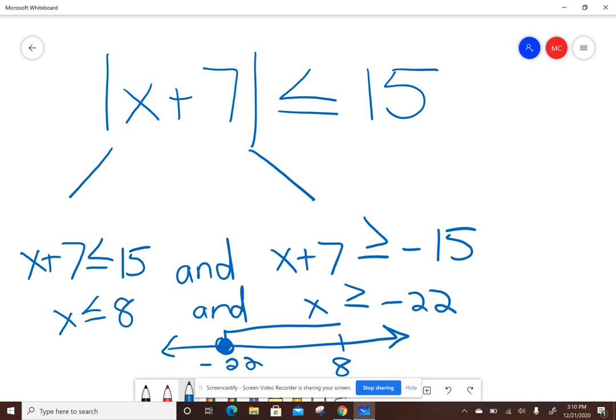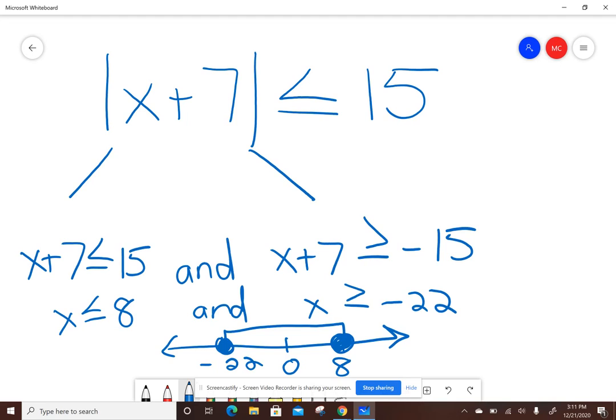So let's see if these work. Okay, let's say, what's in between negative 22 and 8? Well, 0 is. So 0 has to work. So 0 plus 7, is that less than or equal to 15? Yes. 7 is in between. Is the absolute value of 7 plus 7 less than or equal to 15? Yes. So all these answers work.